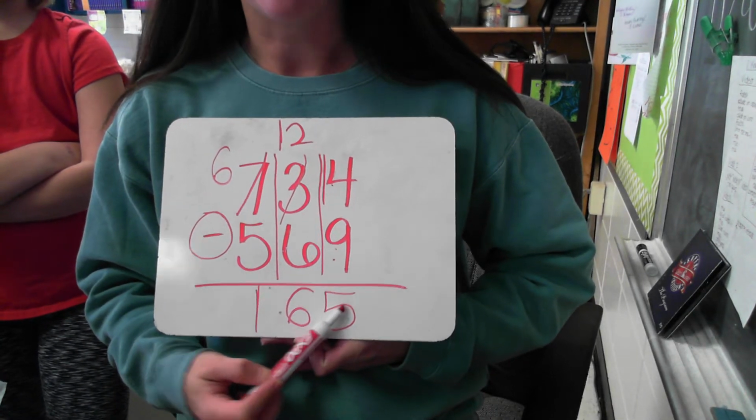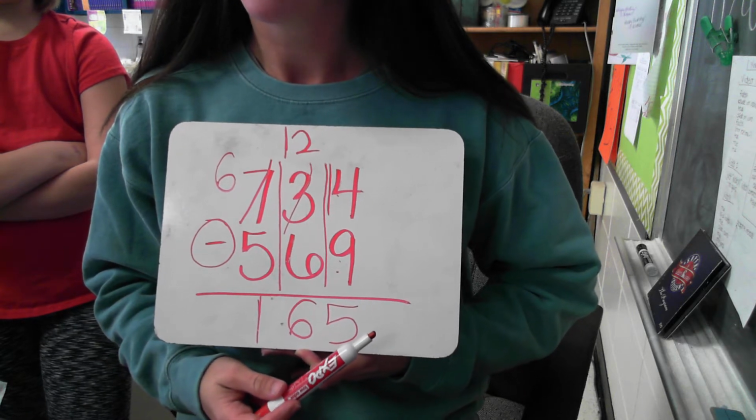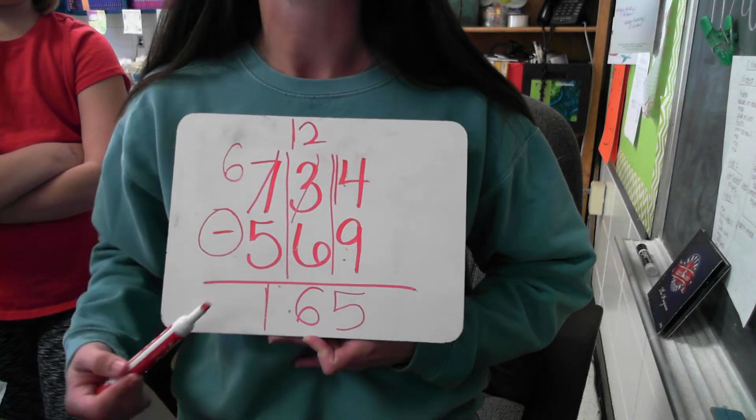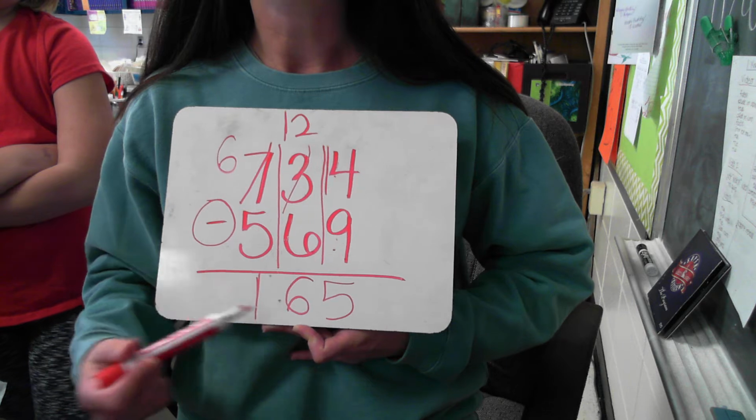Remember, we don't say it like this: 165. Why not? That's right, because I don't see the word and, I'm not going to say the word and. So 165. And this is a subtraction problem.